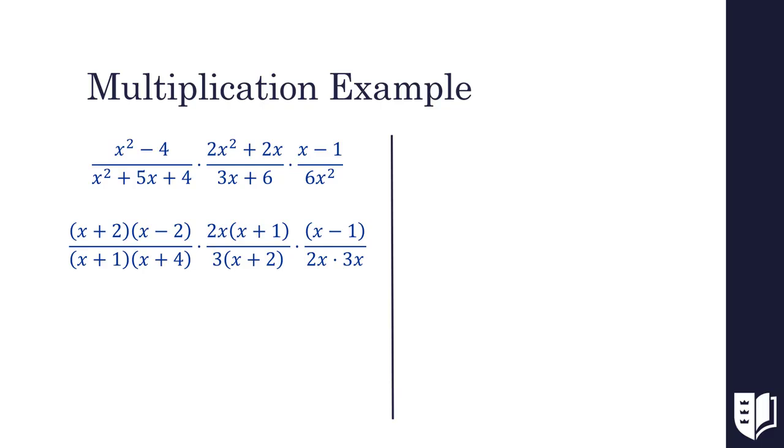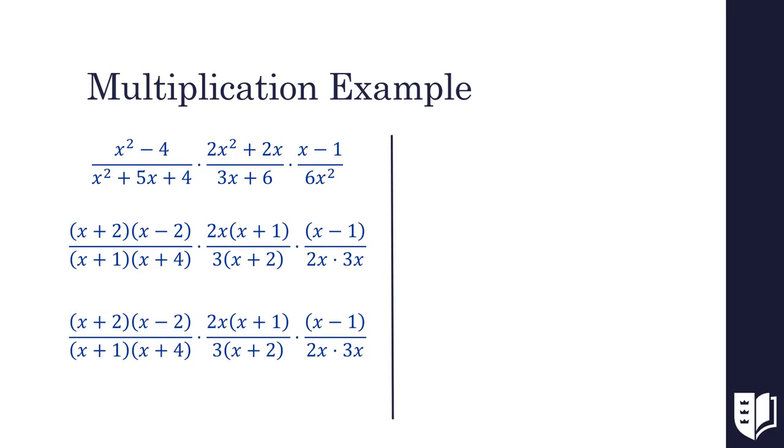Our first fraction factors to x plus 2 times x minus 2 divided by x plus 1 times x plus 4. Our second fraction factors to 2x times x plus 1 over 3 times x plus 2. Our third fraction's numerator stays the same, x minus 1, and our denominator factors to 2x times 3x. Now, we can line up factors to cancel.